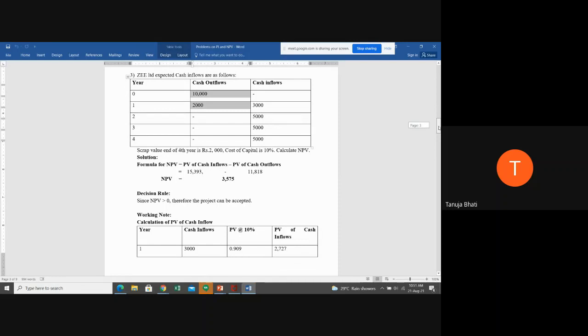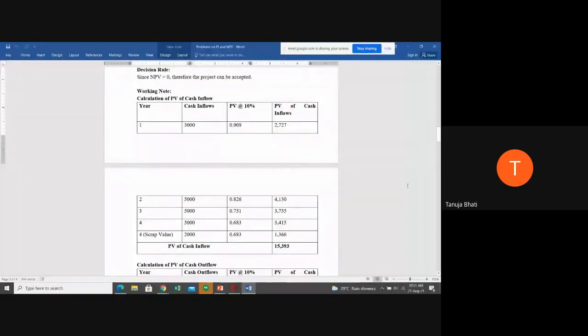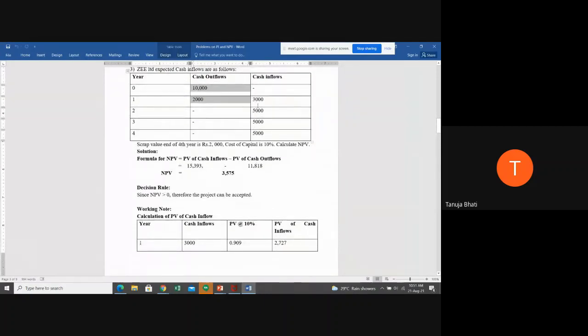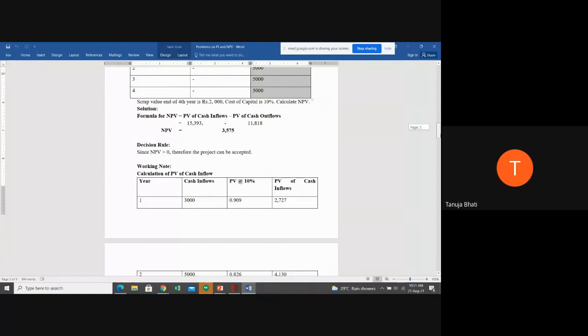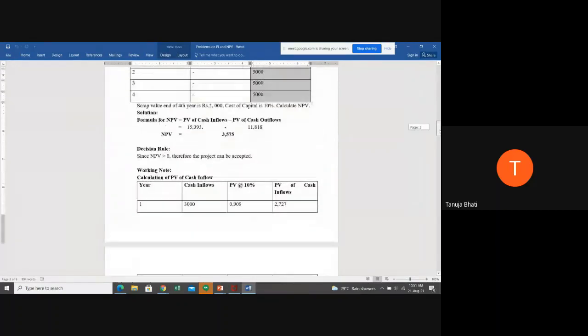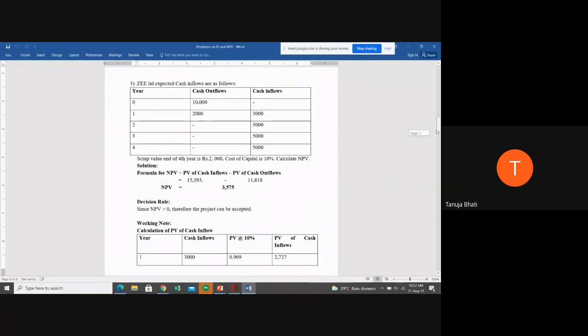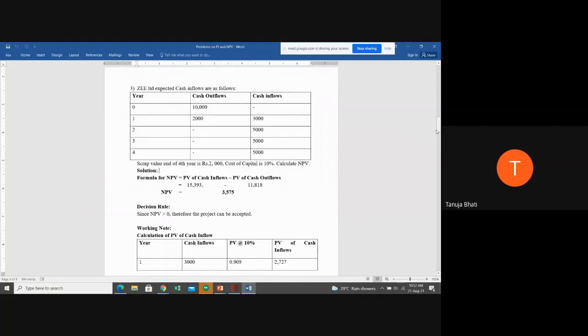Okay. So let us do the working note for cash inflows. What you have to do is take the cash inflow figures as they are. Plus in the fourth year, students, you're getting a scrap value of 2,000. Scrap value means you have sold that particular investment at the end of the year, and you're getting the value of it as 2,000. Now, students, when you're selling something at the end and you're getting some amount, is it an inflow or outflow?